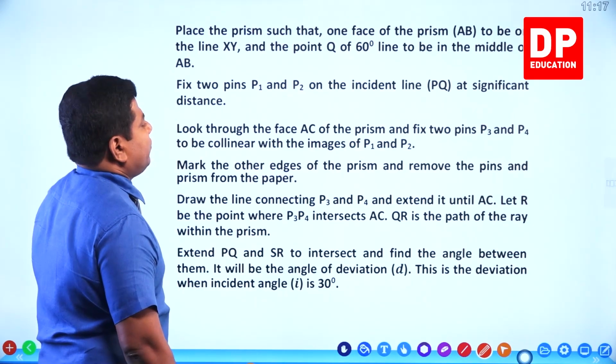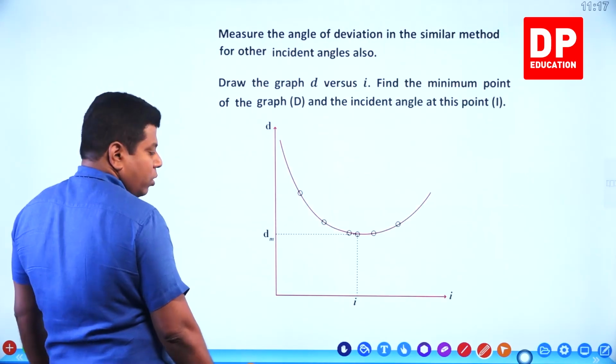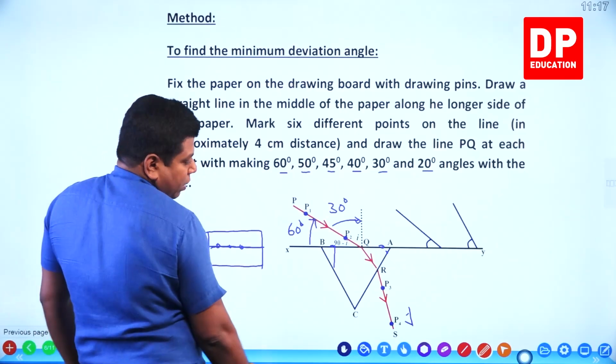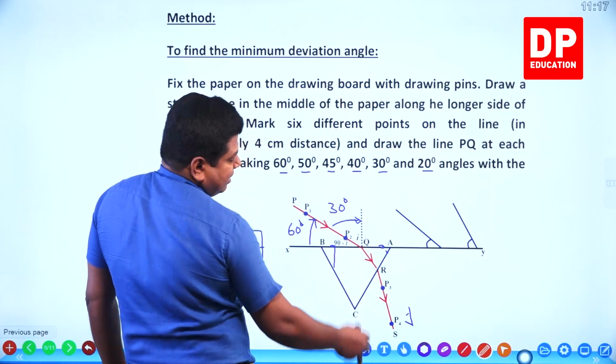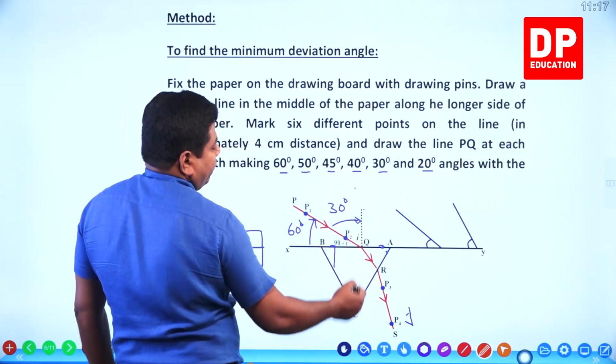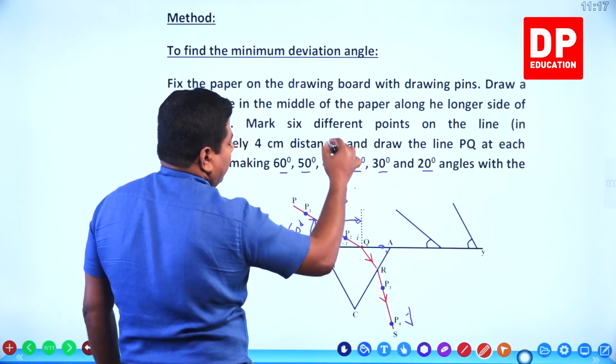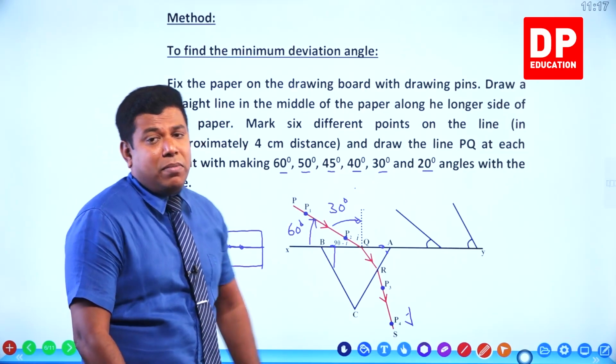Look through the face AC of the prism and fix two pins P3 and P4 to be collinear with the images of P1 and P2. Look from this side. You will see two images of P1 and P2 somewhere here. So fix another 2 points here to be in line, to be collinear. All four should look like they are in the same straight line.